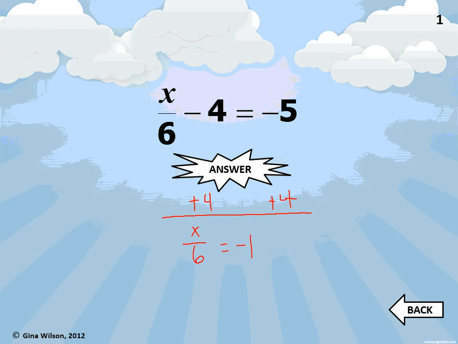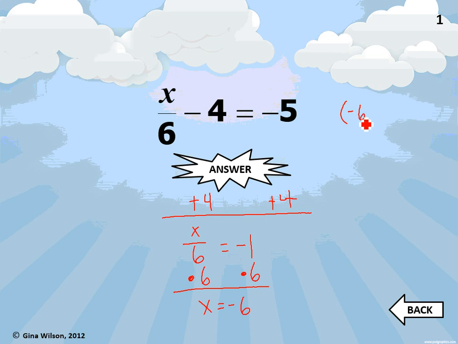And now we're going to do the inverse of dividing by 6. So we're going to multiply by 6 to both sides. And that leaves us with x equals negative 6. And don't forget to always check your work. So I'll check my work over here.